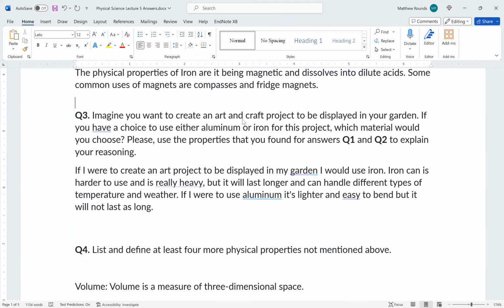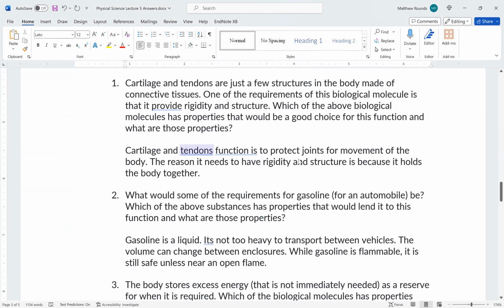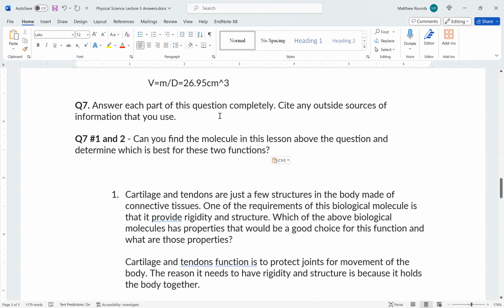Okay, we're moving on to the next one where there's feedback. So all the way down to question 7. It says here, your teacher was asking, can you find the molecule in this lesson above in the question? Okay. So this is what your teacher is saying: can you find the molecule in this lesson?